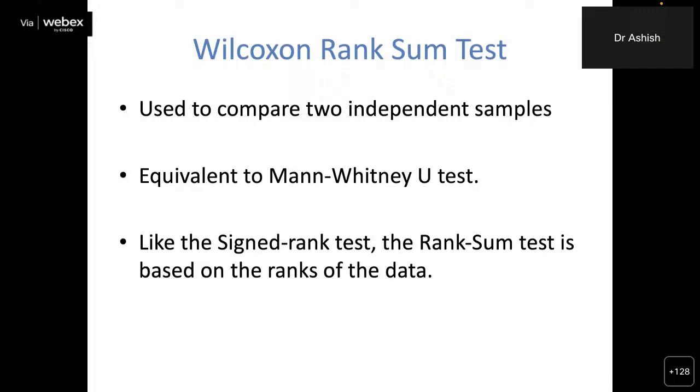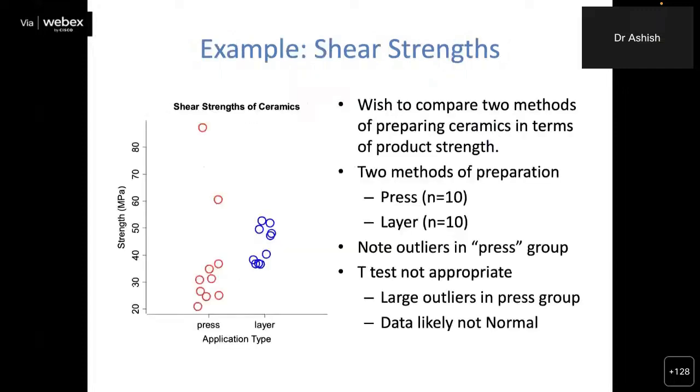Now we have another example, another test, which we call the Wilcoxon rank sum test, also called the Mann-Whitney U test. This test is analogous to your independent t-test. Like the signed rank test, this Wilcoxon rank sum test is also based on the ranks of the data. So here is an example of shear strength, comparing two methods for preparing ceramics in terms of product strength. Two methods of preparation: one is the press method and the second one is the layer method, and we have 10 observations in each set.